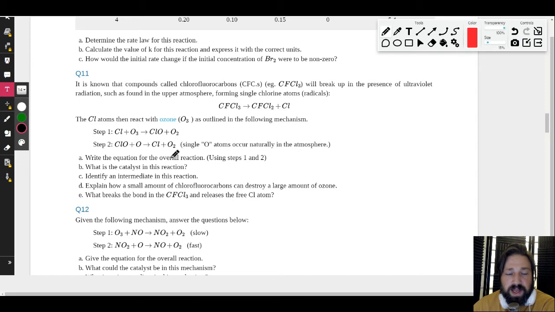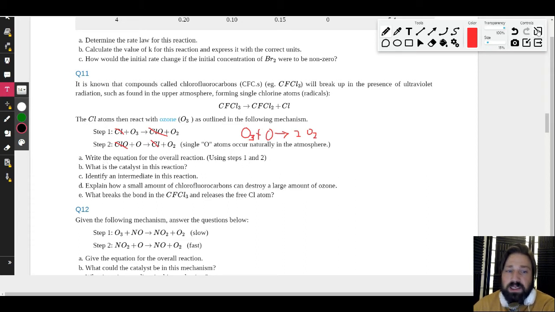The first thing is to write out the overall reaction for this. And to do overall reactions, if something is in both the products and reactants, you can cross it out, and you do that. You get ozone plus an oxygen radical creates 2 oxygen gas. And there you go. This is the overall reaction there.